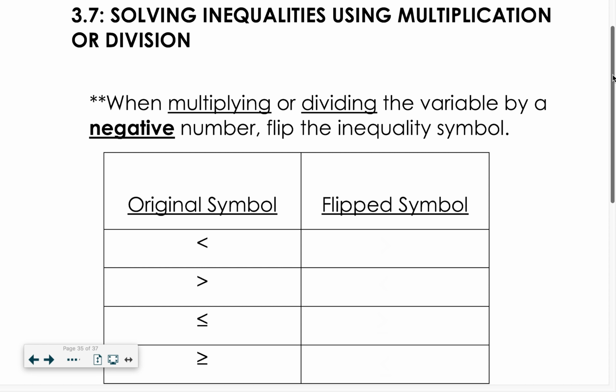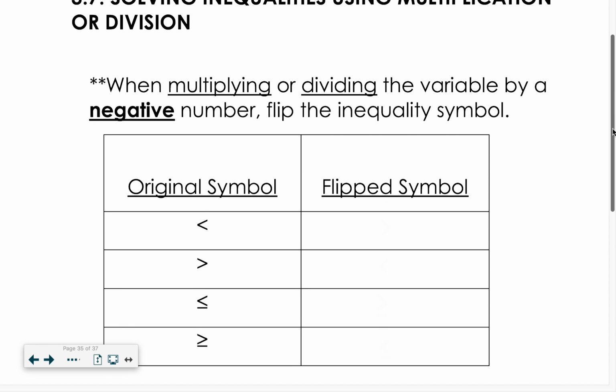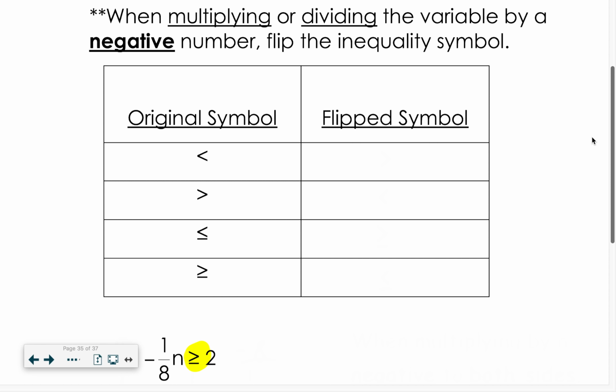And the biggest thing you need to know is when you are dividing or multiplying each side and there is a negative number that you are doing to both sides, you have to flip your inequality symbol. So, for instance, this is just what the flip symbol will be. You guys can do this very quickly. You're just flipping it around. Less than turns into greater than, less than or equal to turns into greater than or equal to, and greater than or equal to turns into less than or equal to.